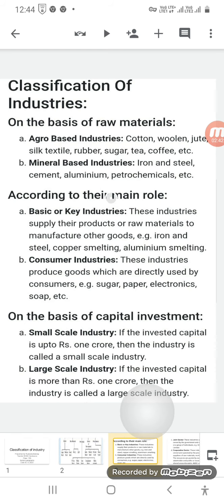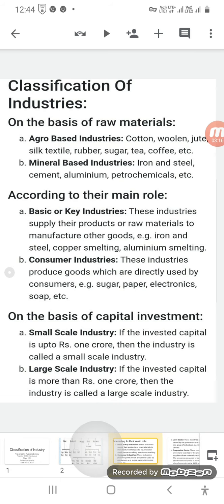On the basis of the main role of the industries, we have basic or key industry, and then we have consumer industry. Basic or key industries are those industries that supply their products or raw material to manufacture other goods. In these industries, they manufacture the products, and then it becomes the raw material for other industries. Like we have iron and steel, copper smelting, and aluminum smelting.